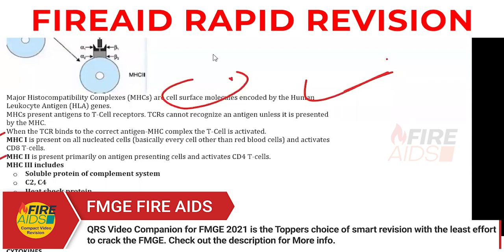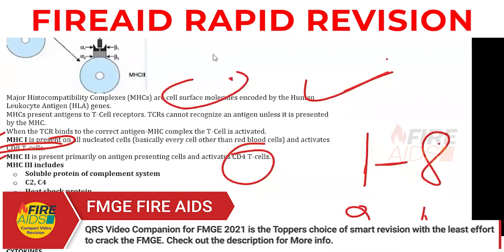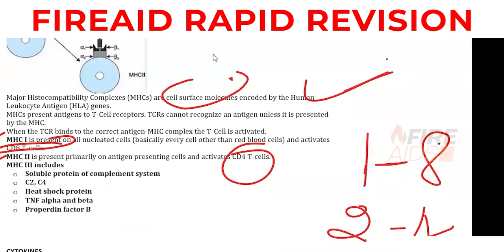Before jumping into 3, you need to remember MHC 1 activates CD8 T cells. MHC 2 activates CD4 T cells. 1 activates CD8, 2 activates CD4. This again is a highly repeated MCQ.